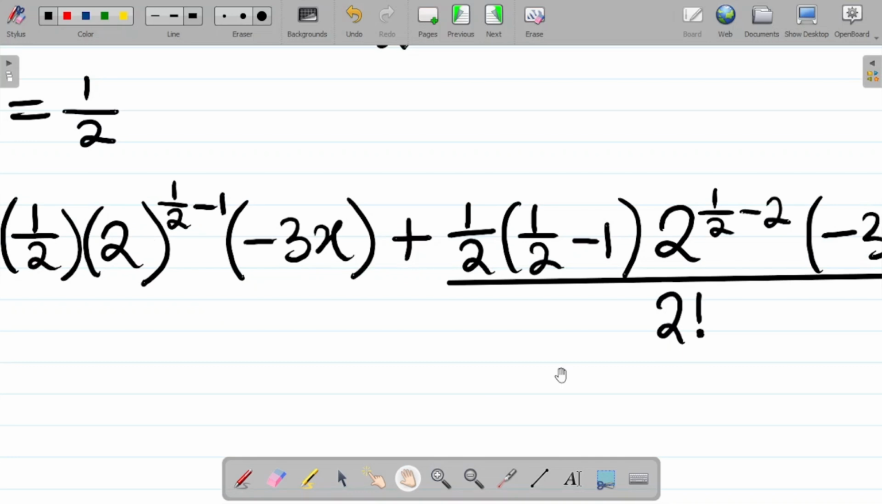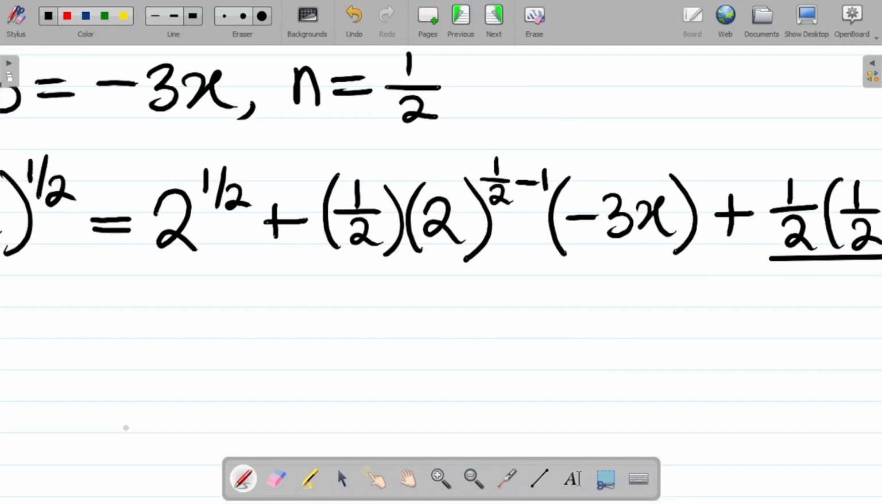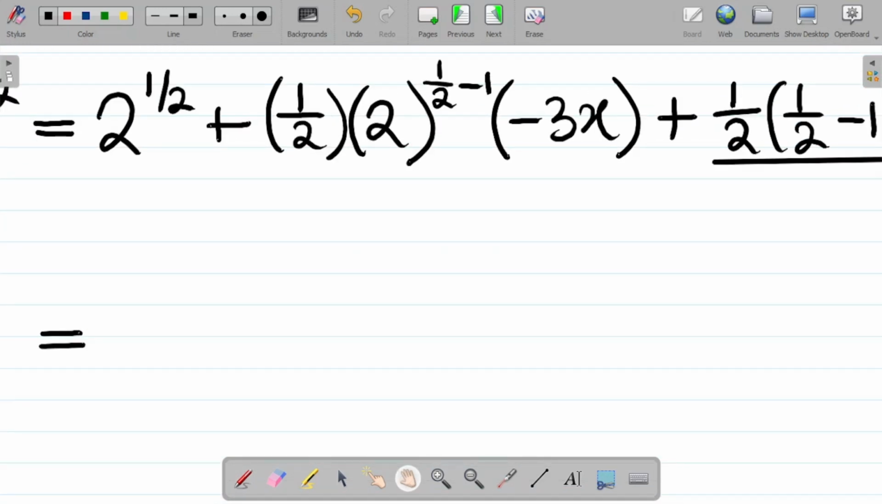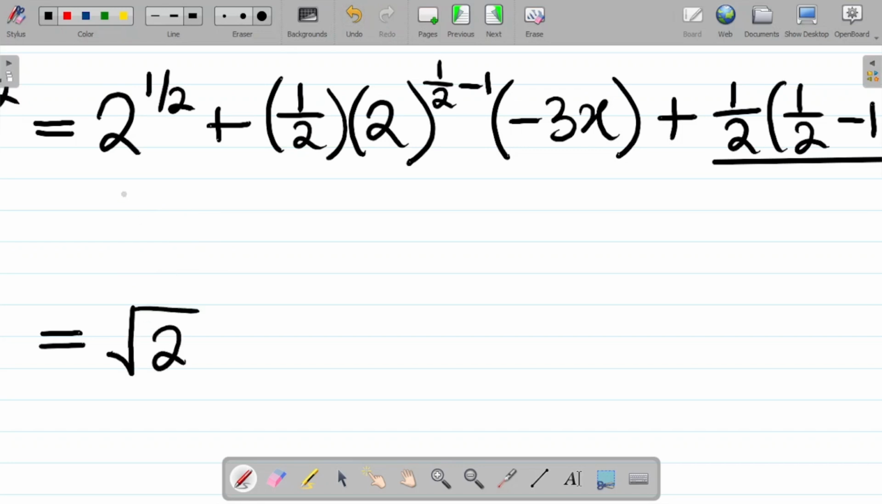Let's simplify this. In simplifying this, I would advise you get your calculator to make the work easier for ourselves. Now, when you have a to power 1 over 2, this can still be written as square root of a. It means that 2 to power 1 over 2 can still be written as root 2. So that's my first term. Let's take plus, and work on this term here.